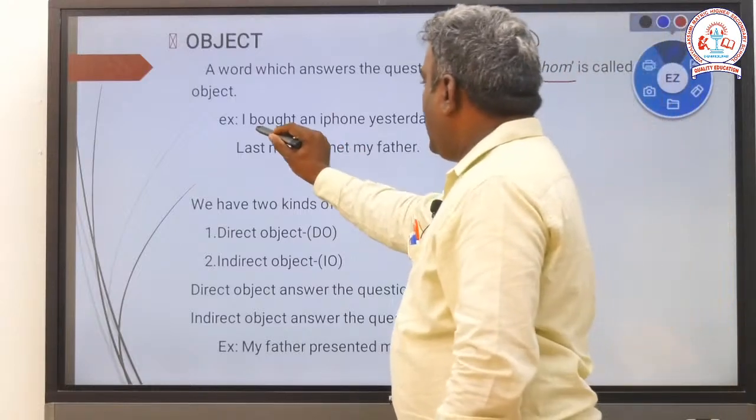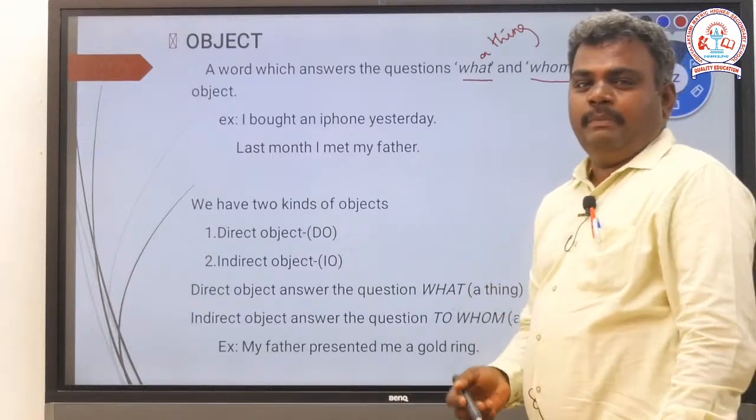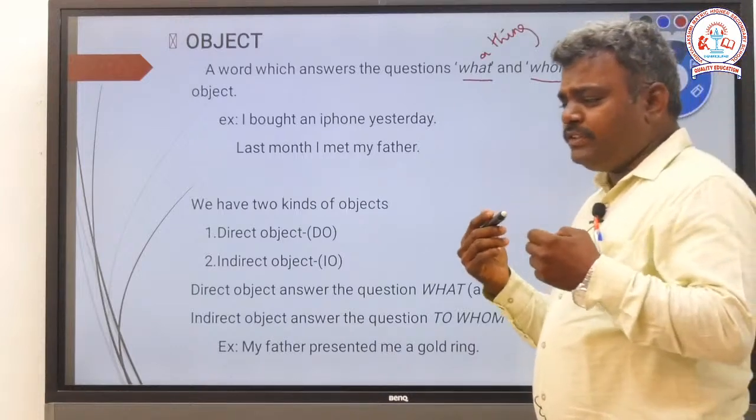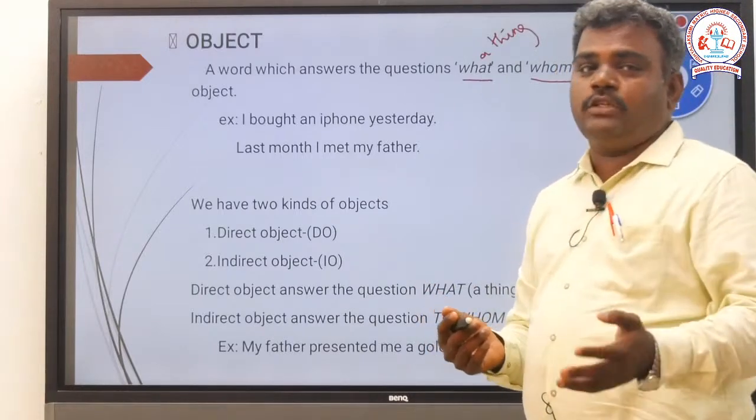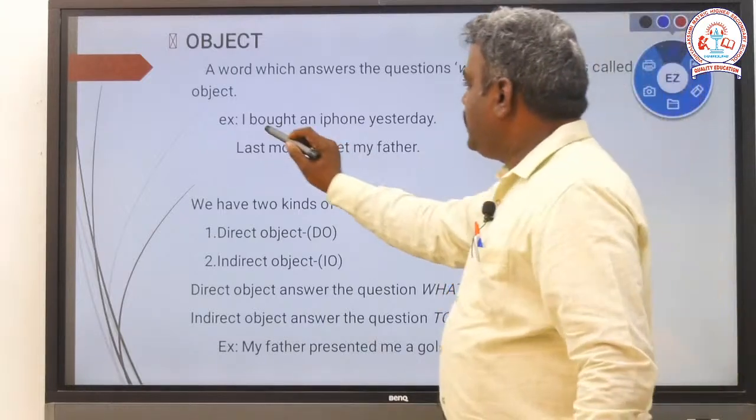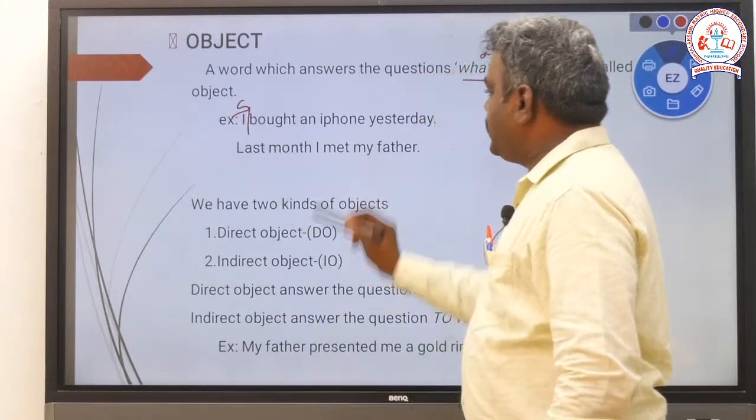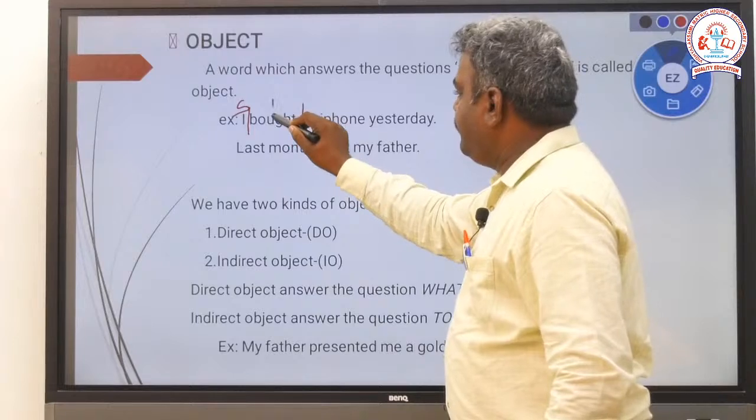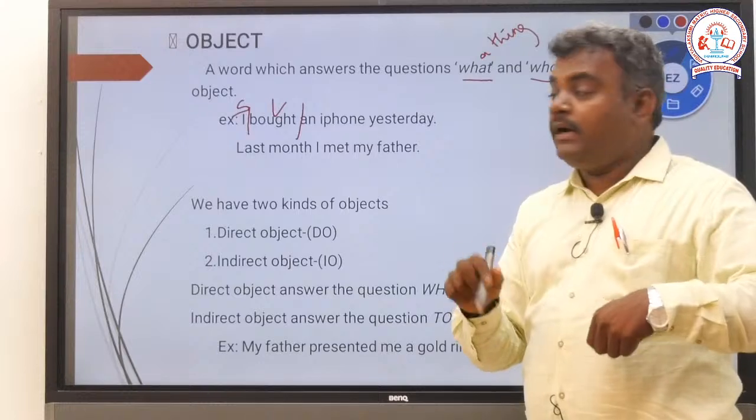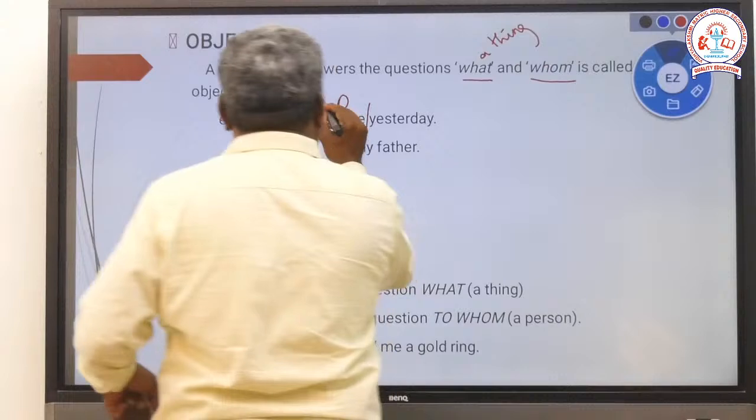Example, I bought an iPhone yesterday. I think everyone likes iPhone because people will buy iPhone only to show to others that I am using an iPhone. So look at this. I is the subject because we know that what is an action? Verb. And what did I buy? I bought an iPhone. So it answers the question what?